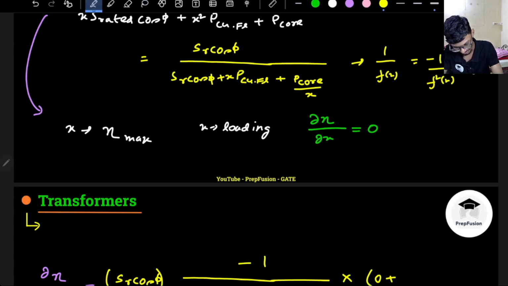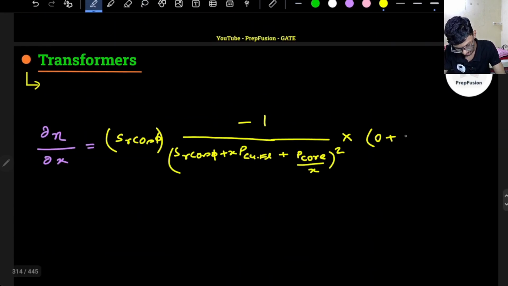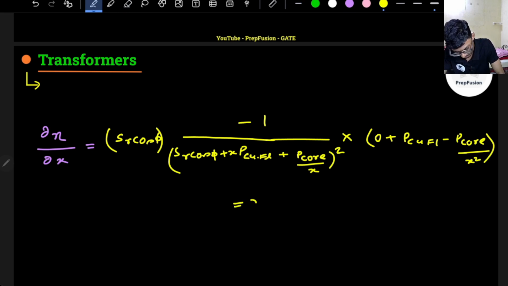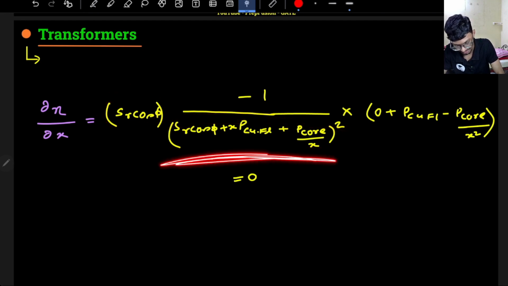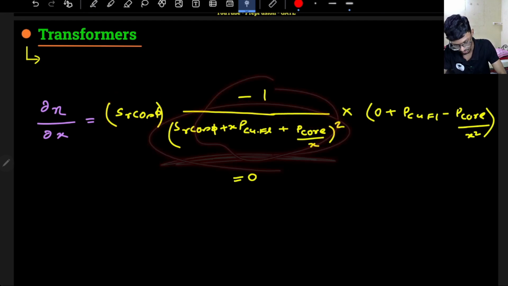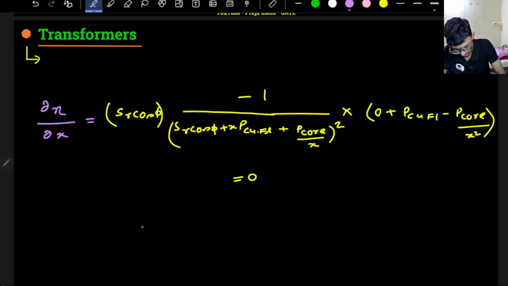I hope I don't have to explain these basic things. So this will be 0 plus P_CUFL, sorry, minus P core divided by x square. So from here I have to equate this to 0. Of course this is a constant number, this is also a constant, I mean this is varying with x, this whole thing will never go to 0, this can only go to 0, that is my P_CUFL minus P core by x square must be equated to 0.